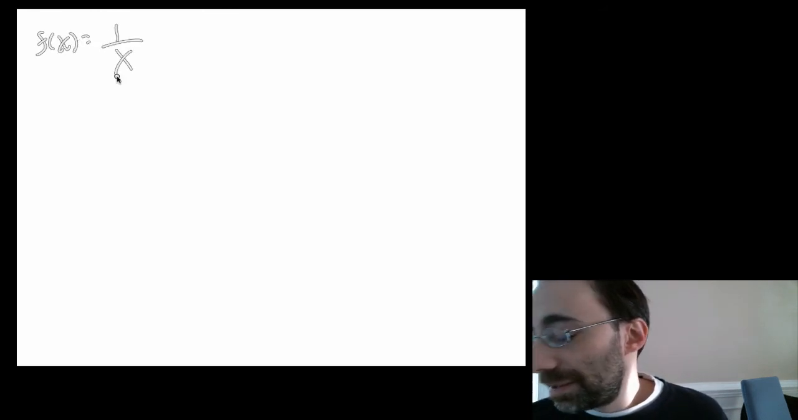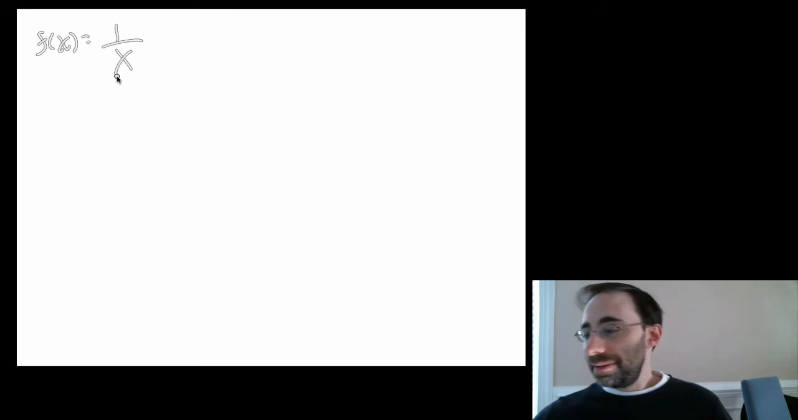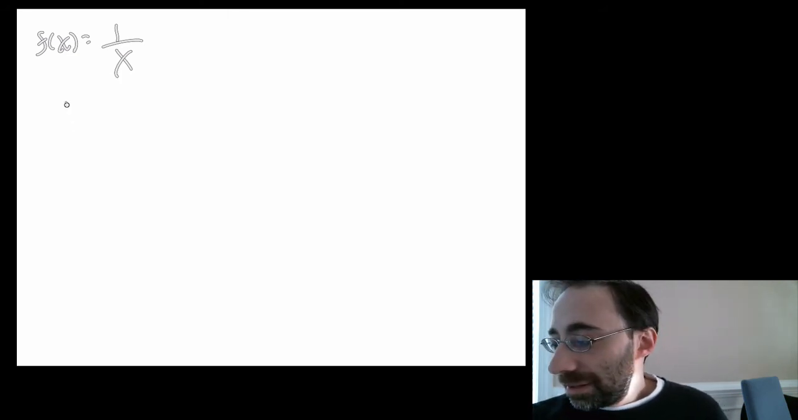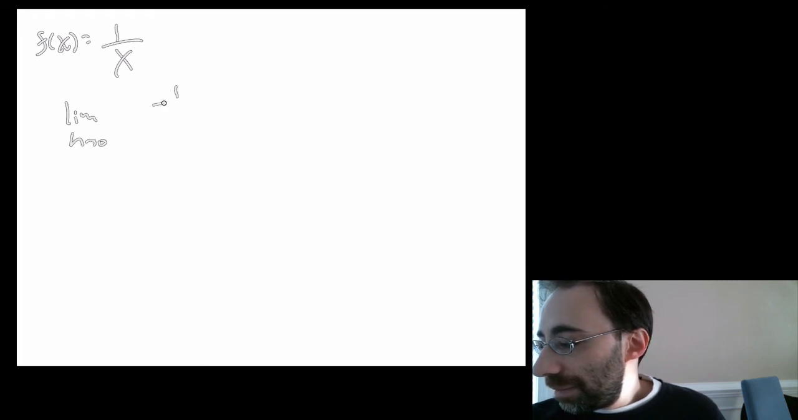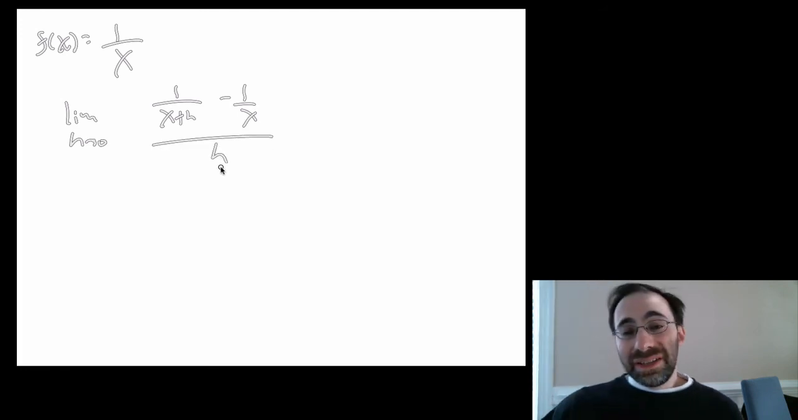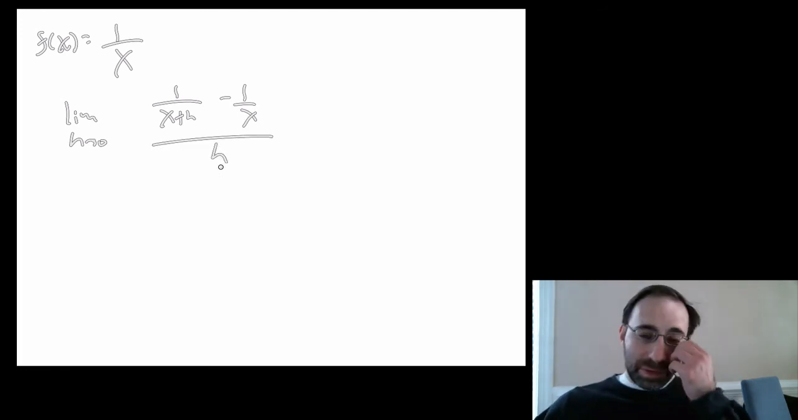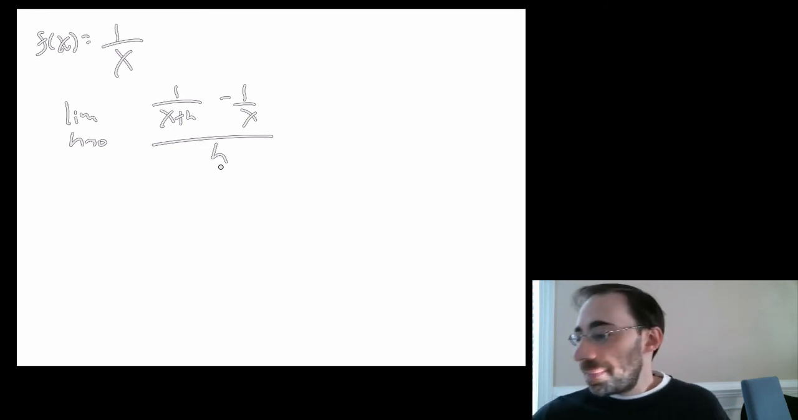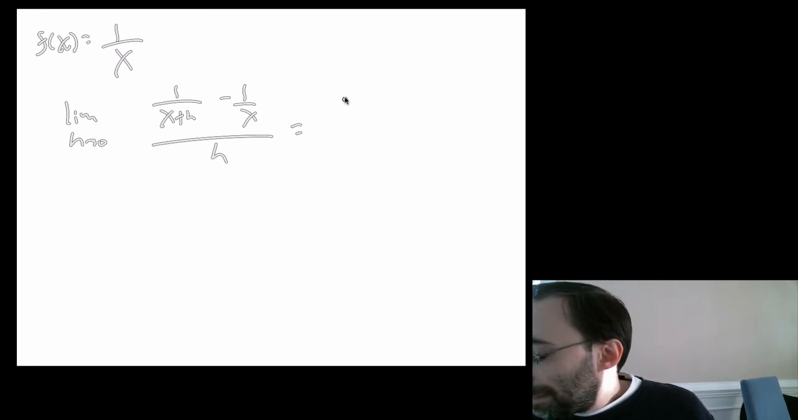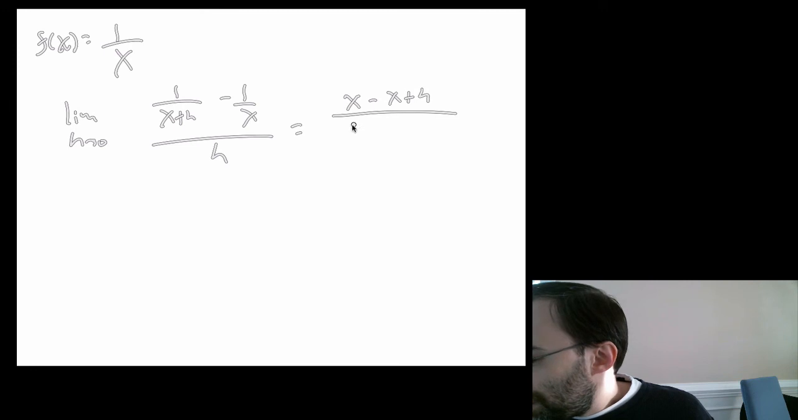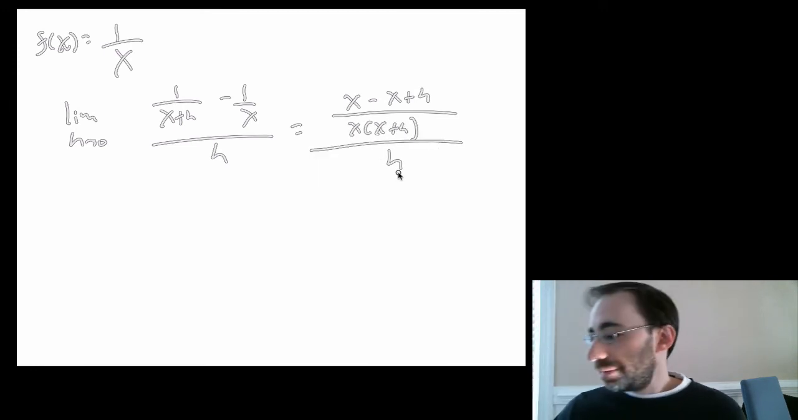What if it's 1 over x? Well, how would I do that? The same exact way. So the limit as h goes to 0 of 1 over x plus h minus 1 over x, all over h. This is messier in a sense because there's two quotients on top. Let's combine them: x minus (x plus h) over x times (x plus h), divided by h.